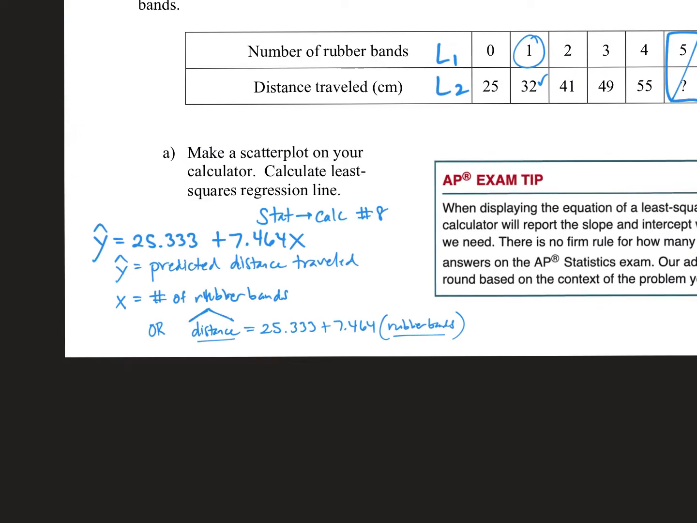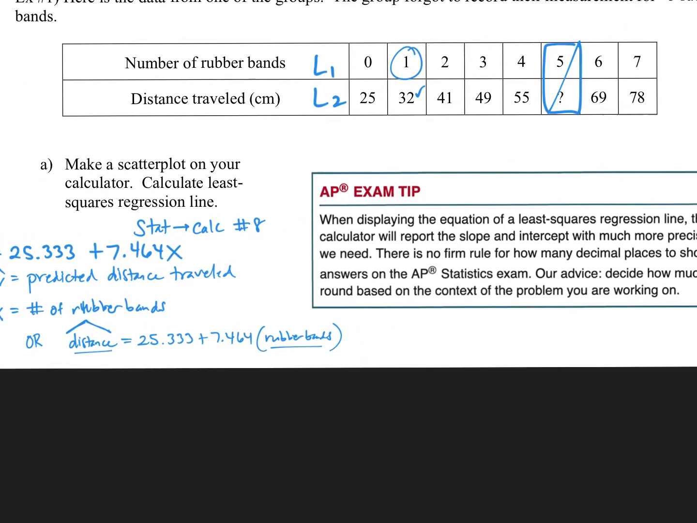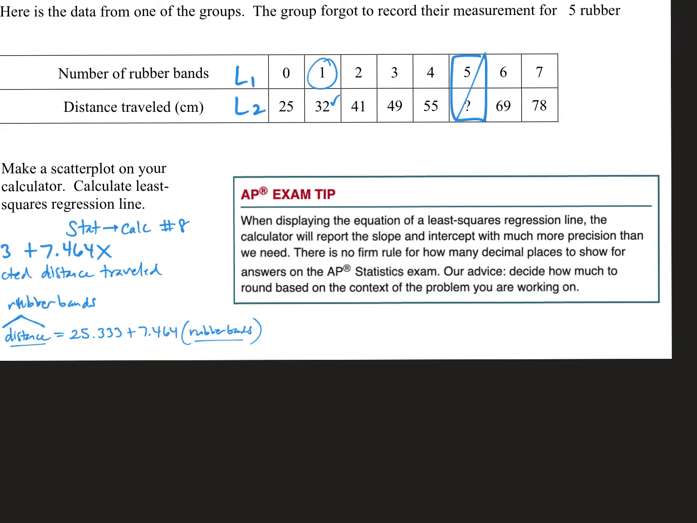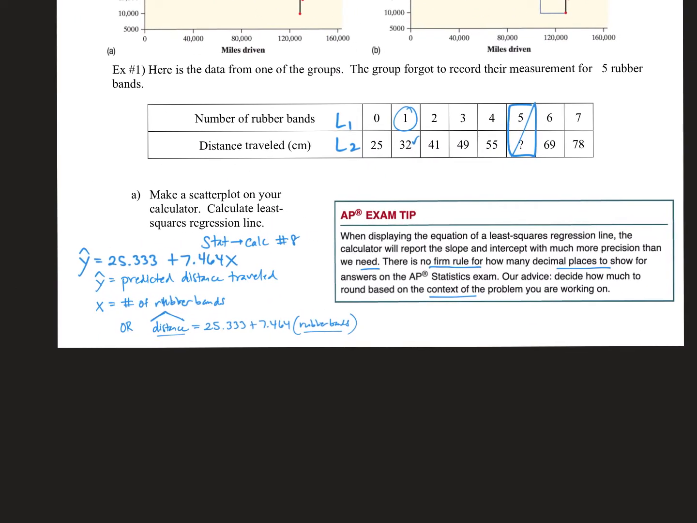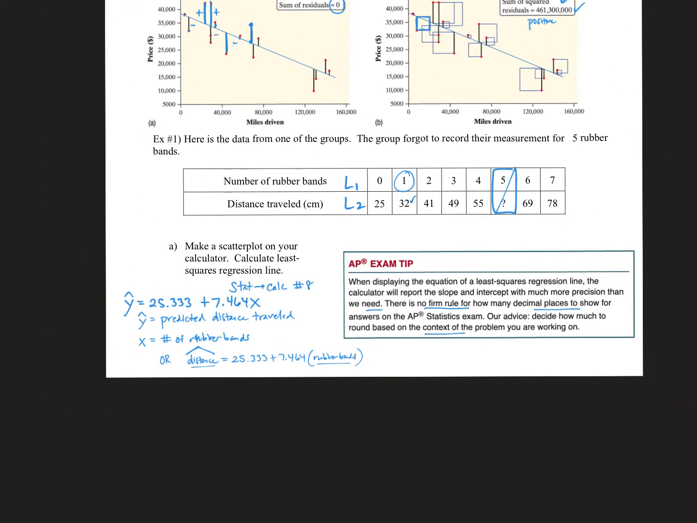Okay, when displaying the equation of the least squares regression line, the calculator will report the slope and intercept with much more precision than we need. There's no firm rule about how many decimal places to show. Our advice, decide how much to round based on the context of the problem. Okay, so I rounded to 3. I could have rounded to 2 decimal places here. I was just trying to be super accurate.